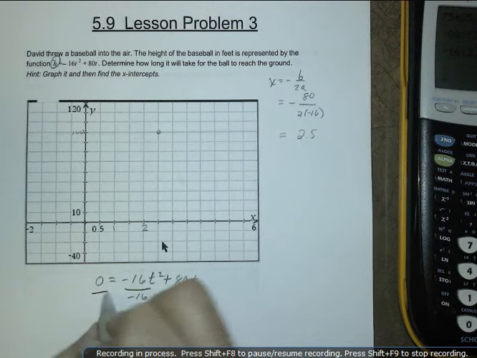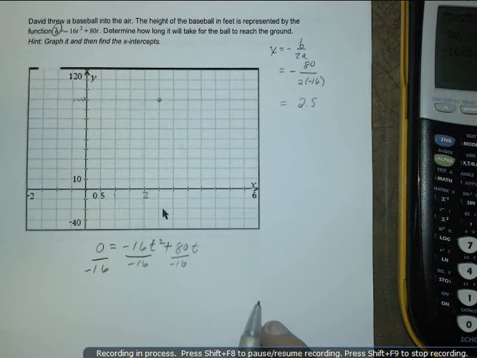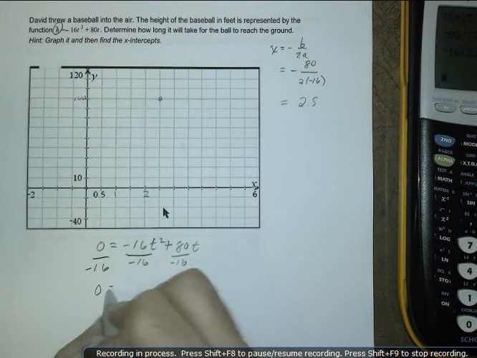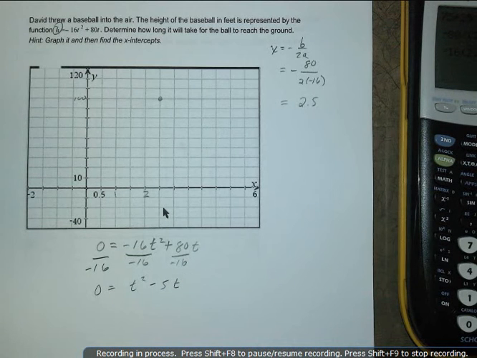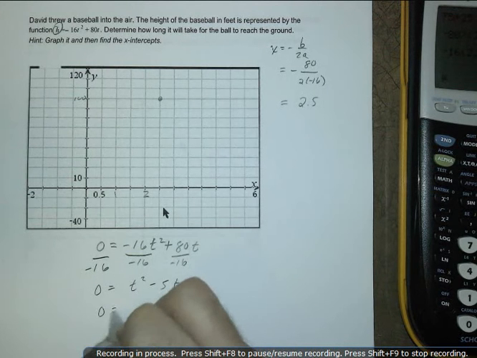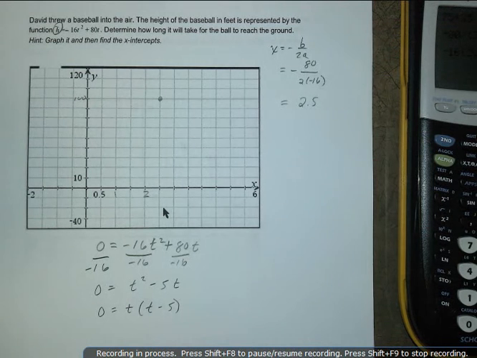Whatever you do to one side, do to the other. So you divide everything through by negative 16. And I'll move this up just a little bit. So 0 equals t squared minus 5t, because 80 divided by negative 16 is minus 5. Factor it. Factor out that t. This isn't the only way, but I just think it's the most efficient, at least for me.